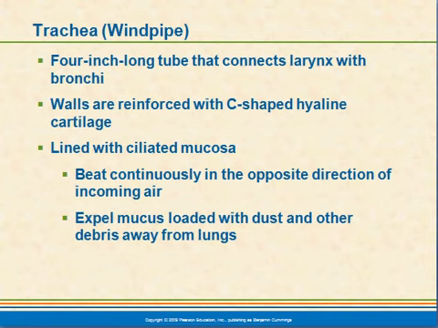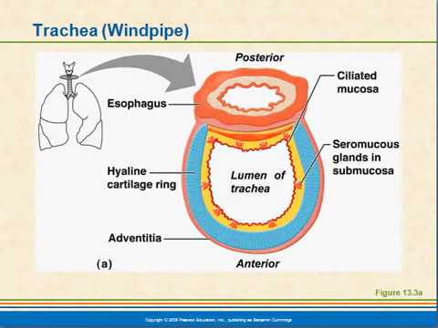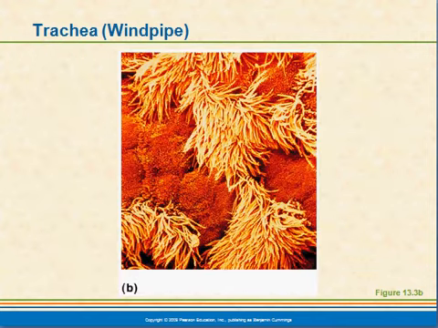Now, as you can see, here's our structure. You see the C-shaped cartilage, the esophagus behind, so when we swallow a big bolus of food, it kind of squeezes in just a little bit into the trachea. And here we can see cilia, and this material here we see is the mucus.